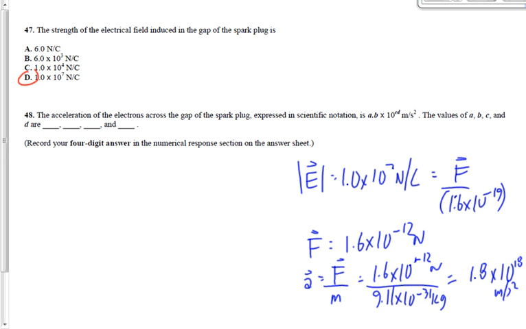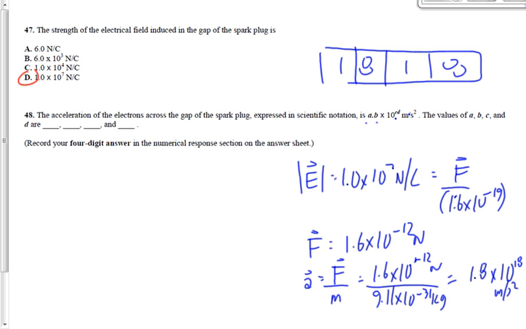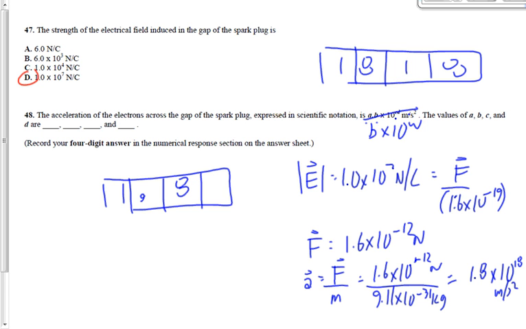Now, how do we express that? Hold on. We're looking for the values of A, B, C, and D. We'd express that on our numeric response answer sheet as 1.8. If it said not A decimal B, C times 10 to the D, but rather B times 10 to the W, your answer would be 1.8. Make sense? Okay, we want it this way, but it could very easily be asked this way as well.